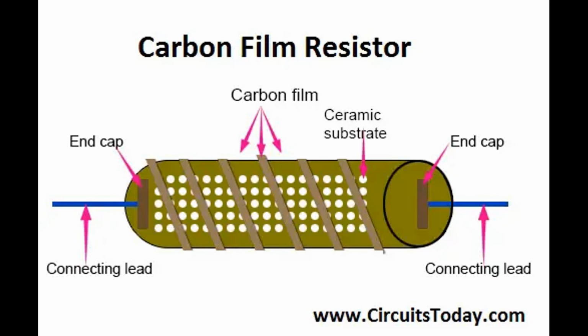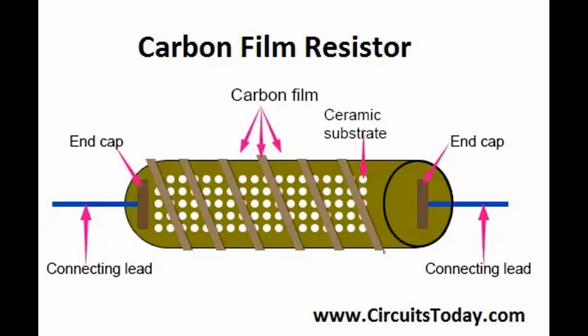Protective coating. To protect the carbon film from environmental factors, a protective layer is often applied over the film. This protective layer can be made of epoxy or similar materials and helps prevent moisture, dust, and contaminants from affecting the resistor's performance. Markings. Carbon film resistors are often marked with color-coded bands or printed markings to indicate their resistance value, tolerance, and other specifications. The color code is a standard way to visually identify the resistor's characteristics.